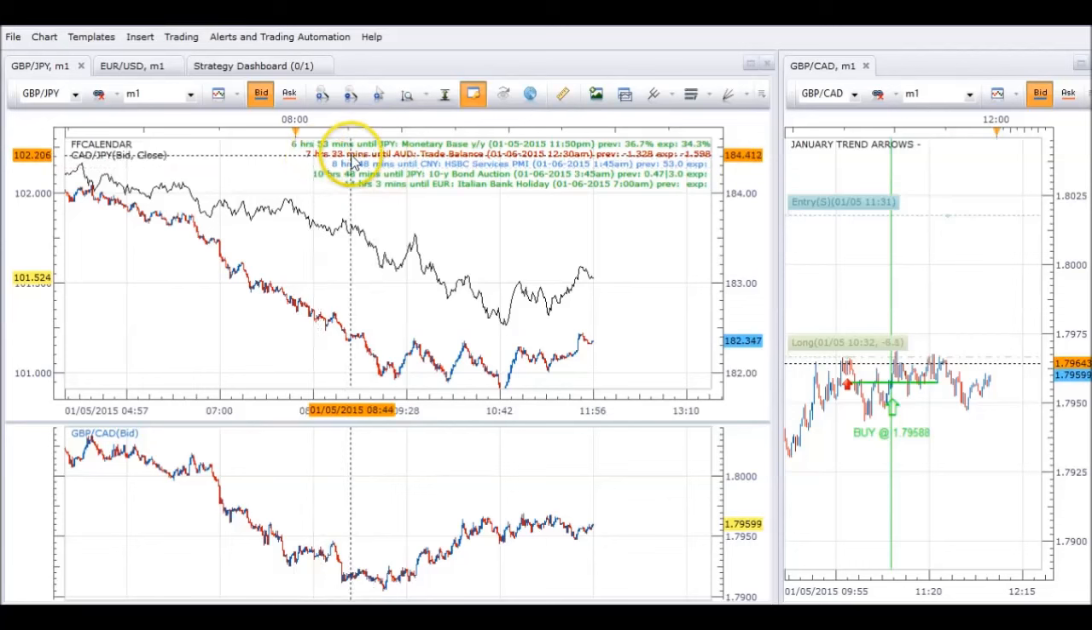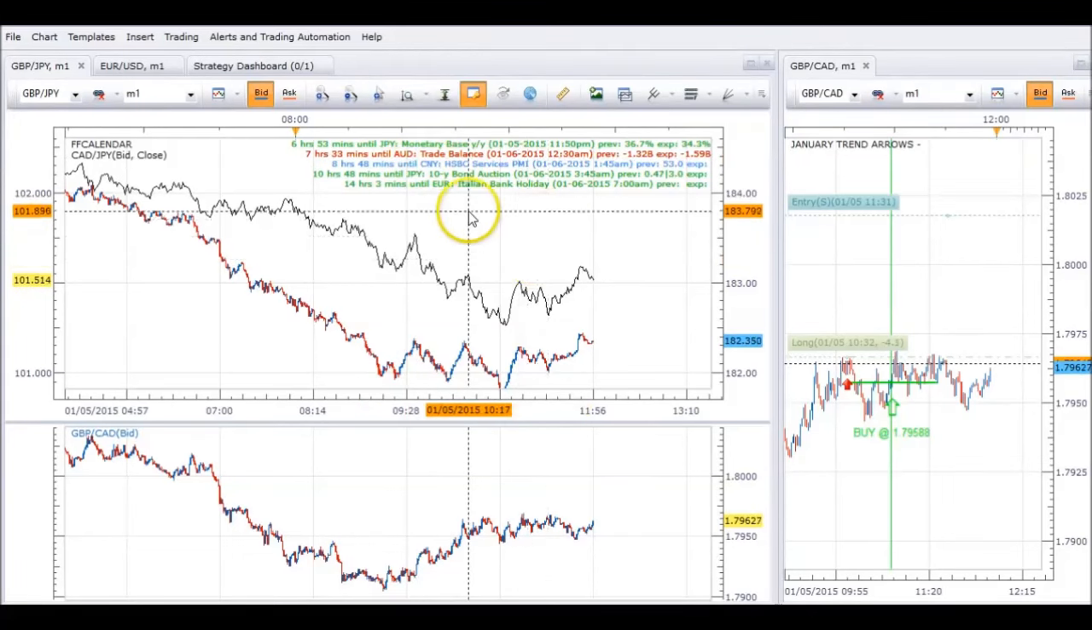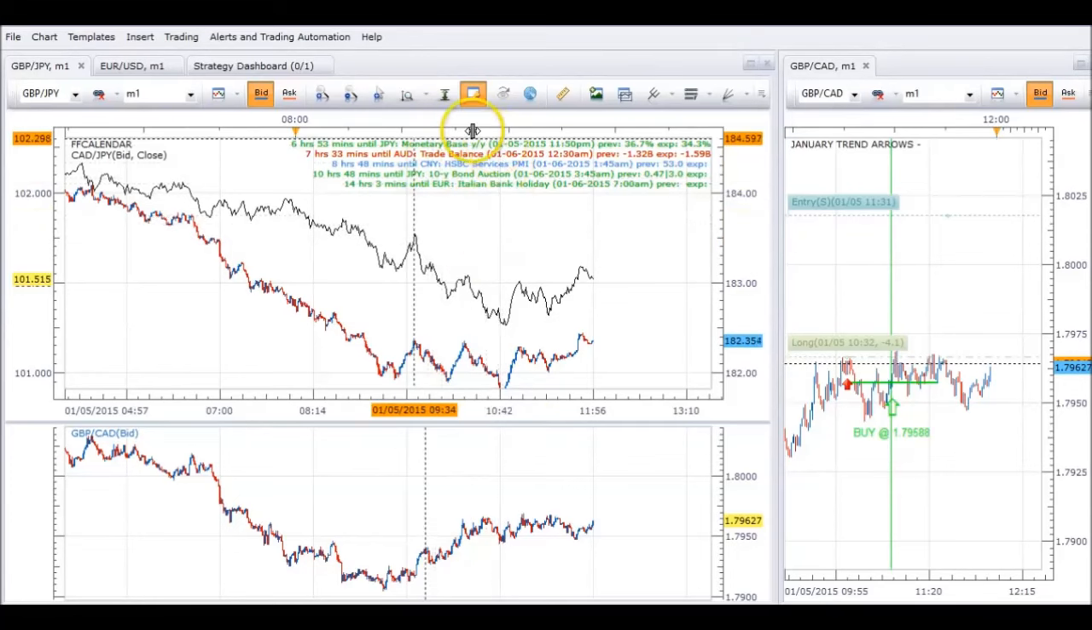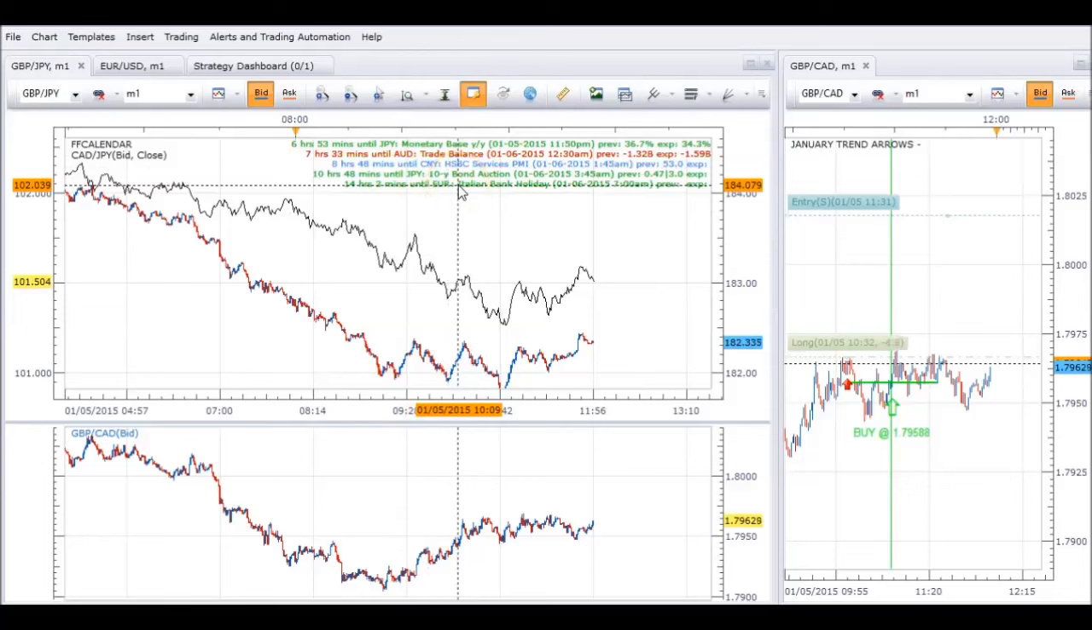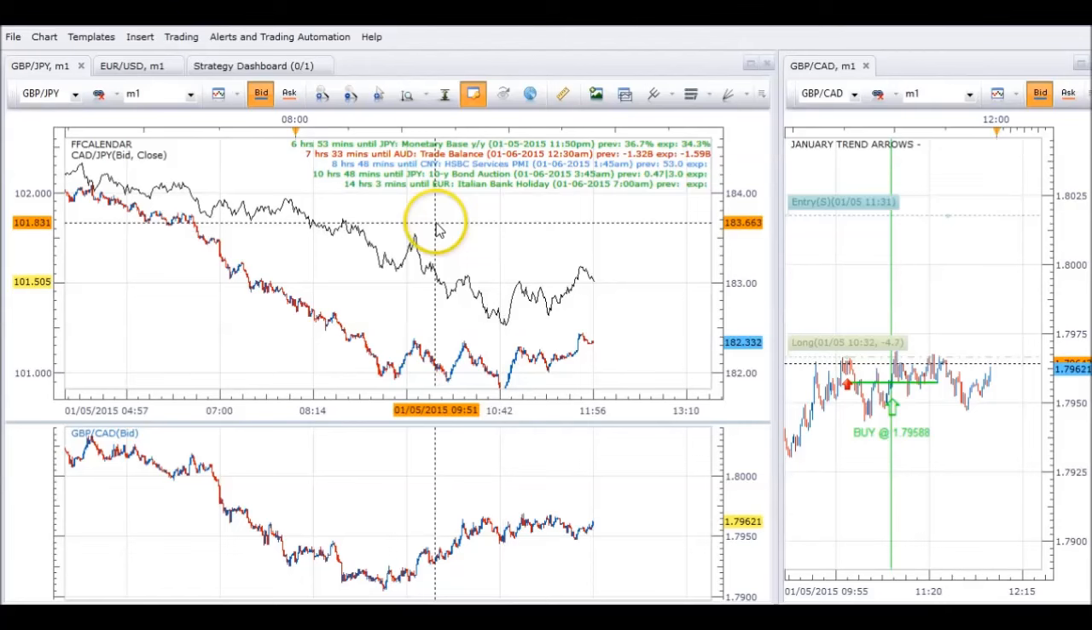So in 7 hours and 33 minutes, I know that we've got news coming out for the Australian dollar. But I'm not trading the Australian dollar, so I'm not really worried about that too much. But in correlation trading, we always want to keep an eye on the news, just to see when the news is coming out, because we don't want to shoot ourselves in the foot.